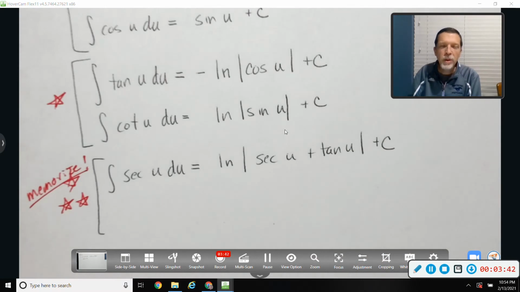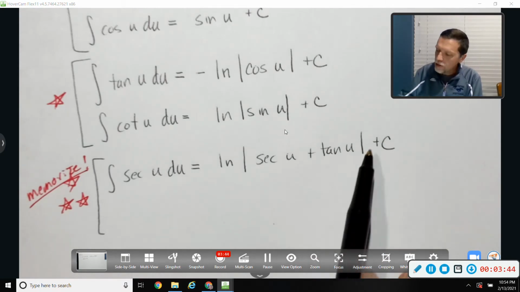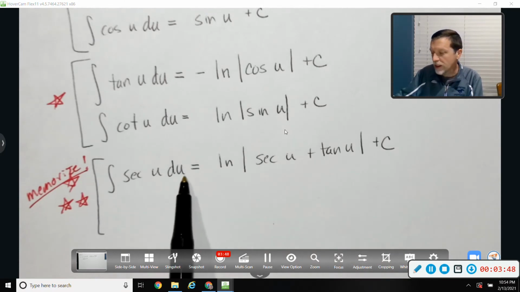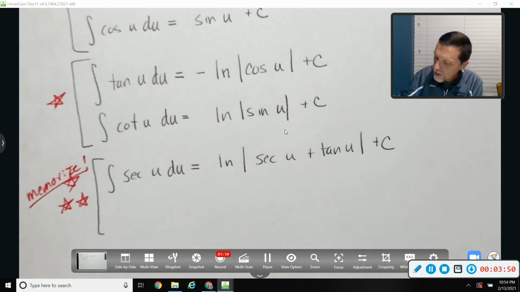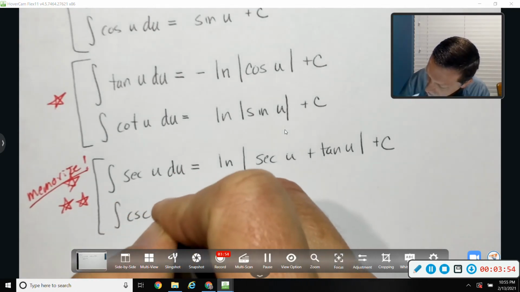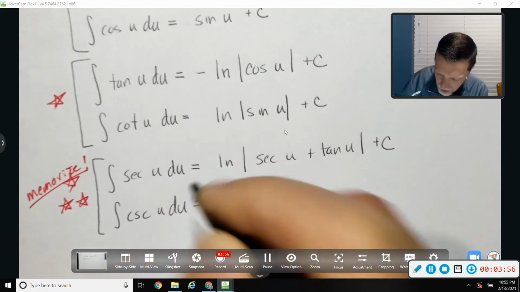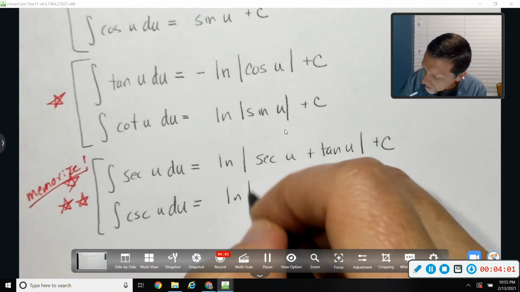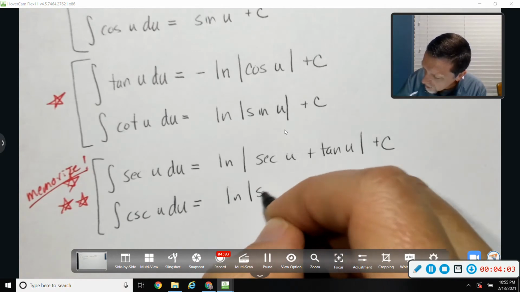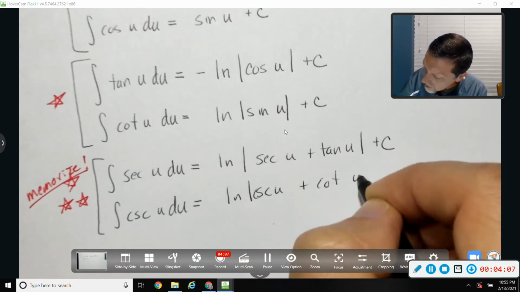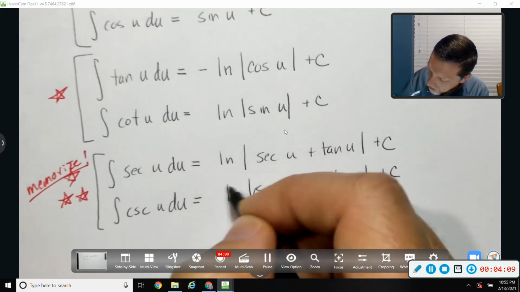Maybe that seems weird, maybe that seems odd. If you take the derivative of this, you get there. So you could prove to yourself that it works even if you weren't sure where it came from. And then lastly, the antiderivative of cosecant of u du. Well, again, secant, cosecant, there's going to be some similarities here. Secant's going to become cosecant. Tangent's going to become cotangent. And the sign's going to be different.